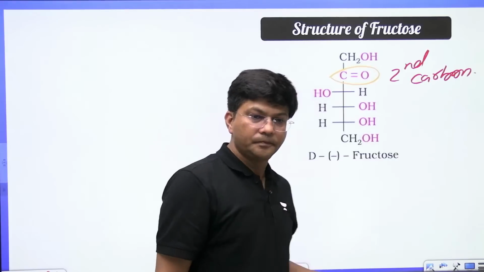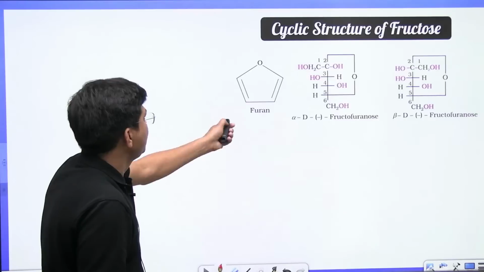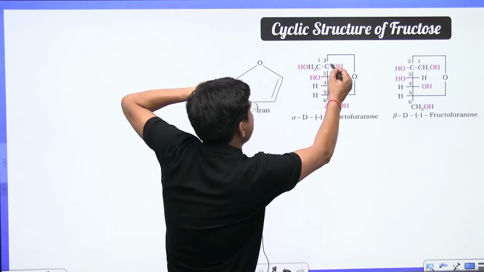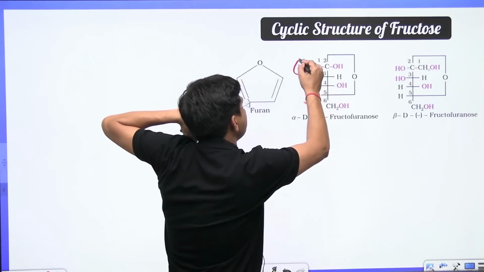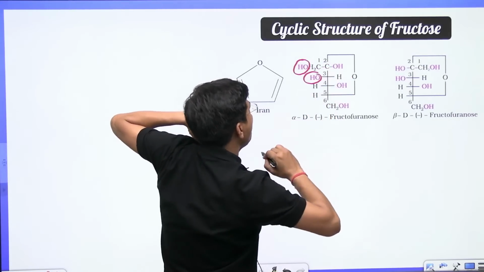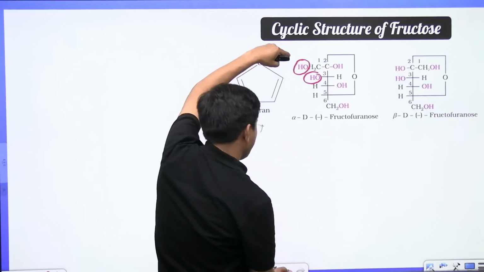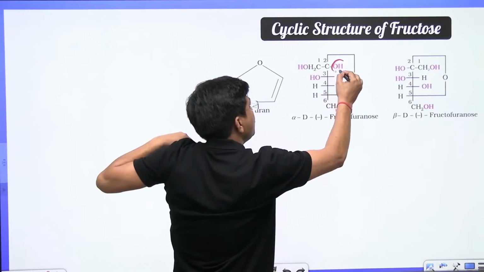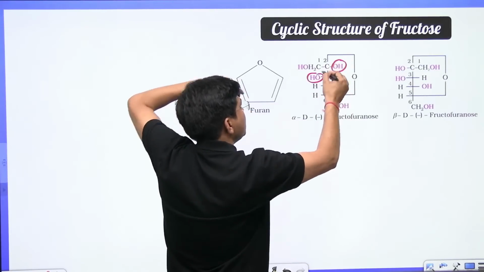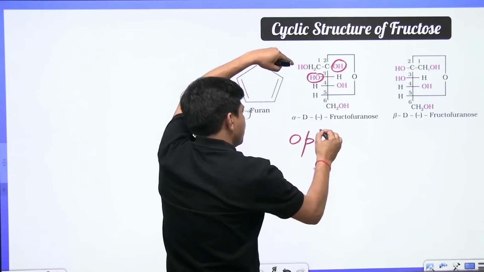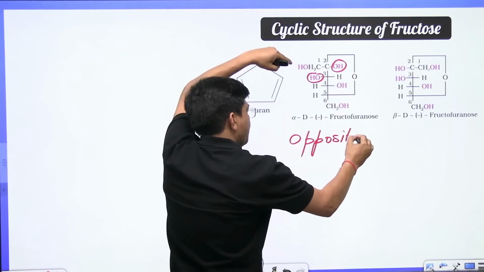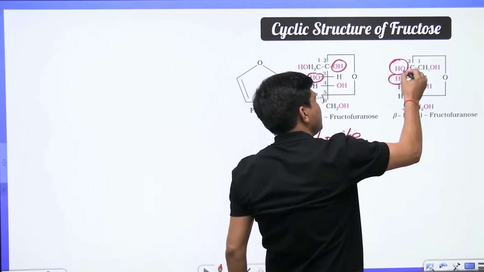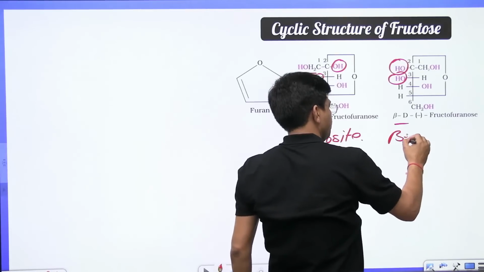See, here is the structure, furan. Can you focus over here? This is the second carbon, and the second carbon OH is over here. See to it: this is the second carbon OH and this is the second carbon OH. They are on opposite sides. Opposite side, you will call it alpha, and if they are on the same side, the second and third carbon, you will say it is beta.